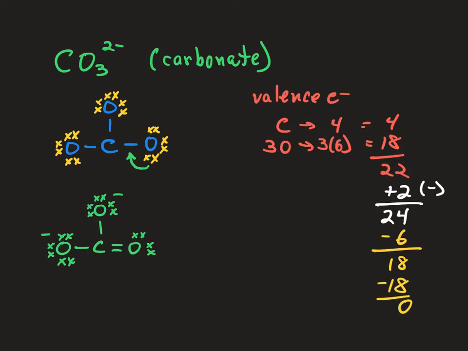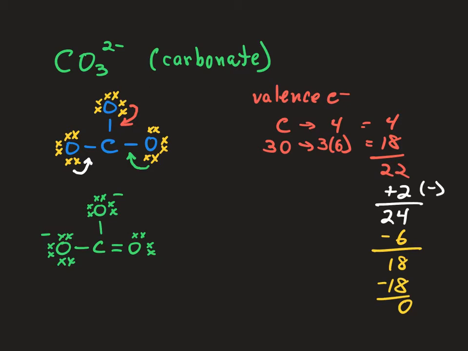Now, one thing you might ask: does it make a difference if we pick a pair of electrons there, or a pair of electrons there, or a pair of electrons there? We can draw each of those structures.